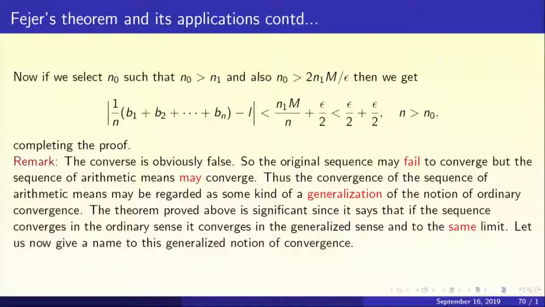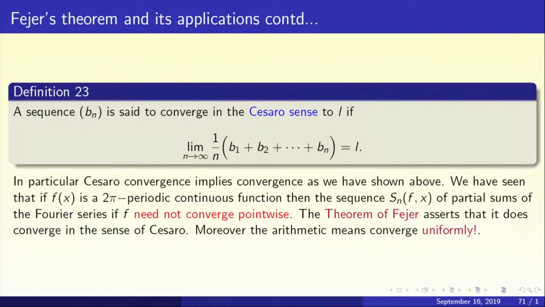You say that a sequence bn converges in the sense of Cesaro if the arithmetic means (1/n)(b1 + b2 + etc. + bn) converge. So, now let us take the next one. The definition is formally there. A sequence is said to converge in the sense of Cesaro if the arithmetic means converge to L. In particular, convergence implies Cesaro convergence, as we have seen above.